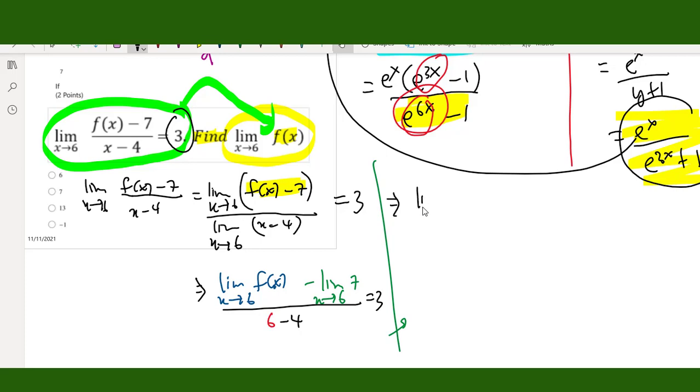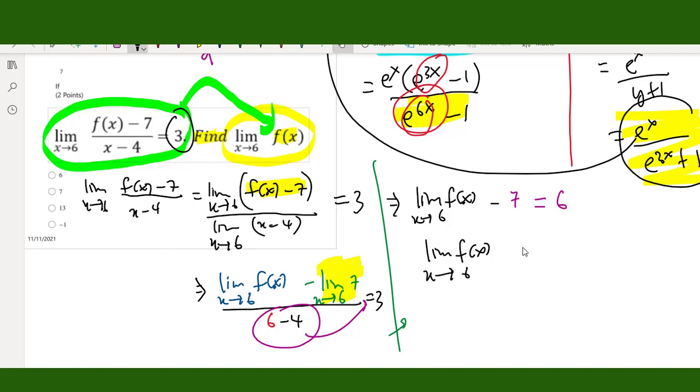Implies that limit of f(x) as x approaches 6 minus, substitute 7 because of constant 7, just write down 7. And 6 minus 4 is equal to 2, and multiply, so it's equal to 6. Simplify: limit of f(x) as x approaches 6 is equal to 13. So the answer is 13. Settled for number 7.